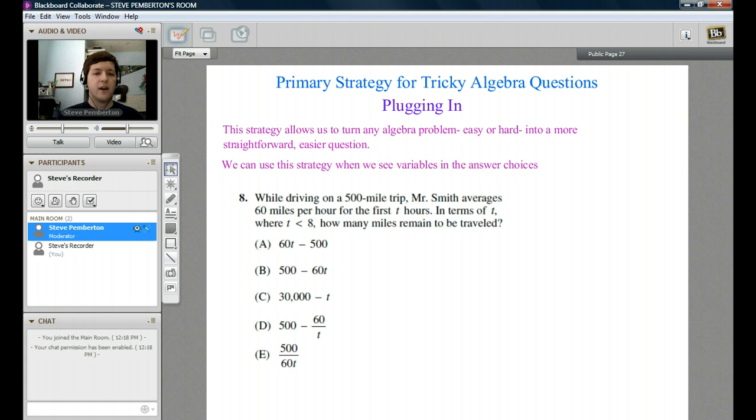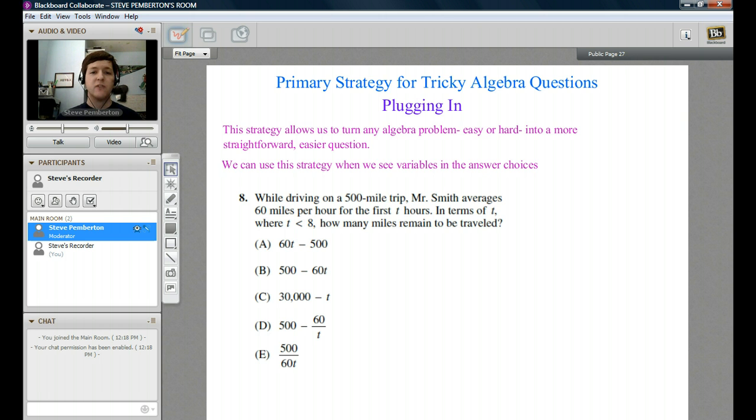We can use this strategy when we see variables in the answer choices. That's the biggest giveaway. There are some other cases in which we can use plugging in as well, but variables in the answer choices are the biggest giveaway. Now, just to be clear, all these questions, of course, can be solved algebraically, but if you get stuck, that's when plugging in is the valuable strategy to you.